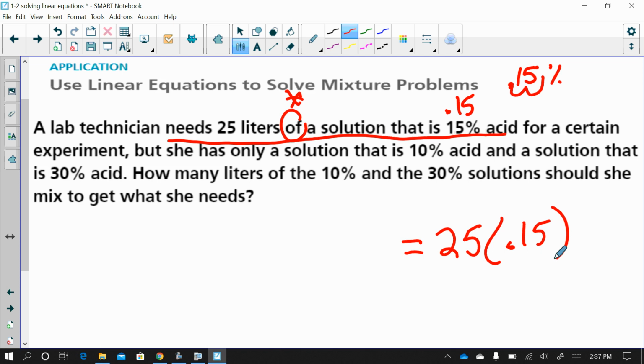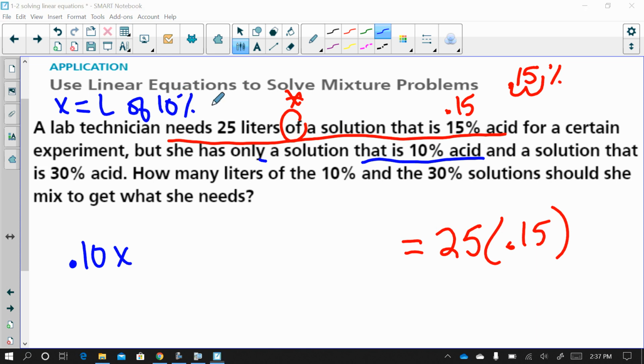So let's start with the 10% acid. 10% is 0.10. Do I know how many liters she needs of the 10%? No, I don't. So I'm going to say x. Okay, so I'm going to make a note. x equals liters of 10% acid.